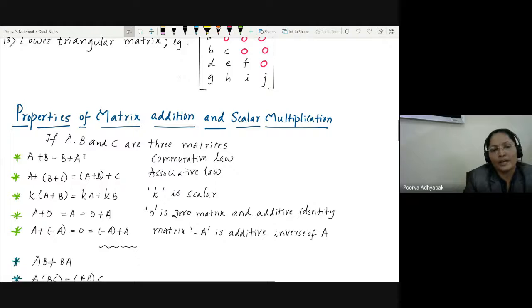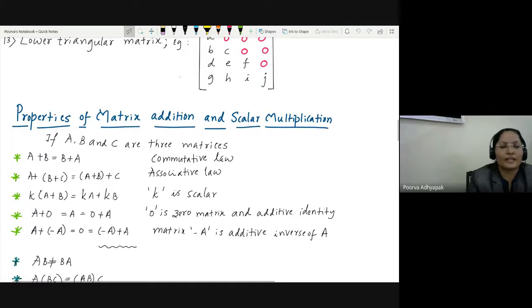If A, B and C are 3 matrices, the first one is A plus B will always be equal to B plus A. This is the commutative law. The second one, A plus (B plus C) is equal to (A plus B) plus C. This is called the associative law.